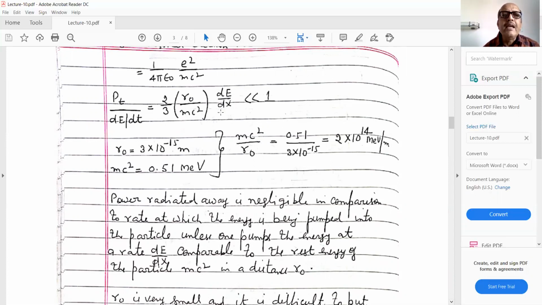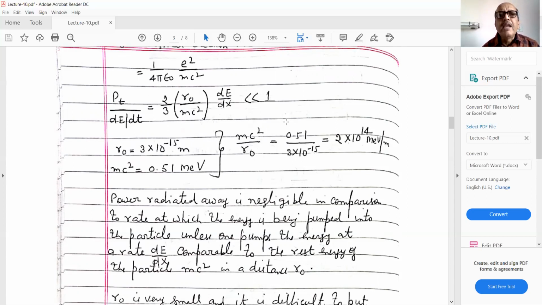So it is basically a competition between these two terms that takes place, and the value of this term here is 2 into 10 to the power of 14 million electron volt per meter, unless and until we have the value of dE over dx to be larger than this value. If it is equal to this value, then we can say, okay, our Pt upon dE over dt will be equal to just 2 upon 3. 2 upon 3 is close to 1, we can say.